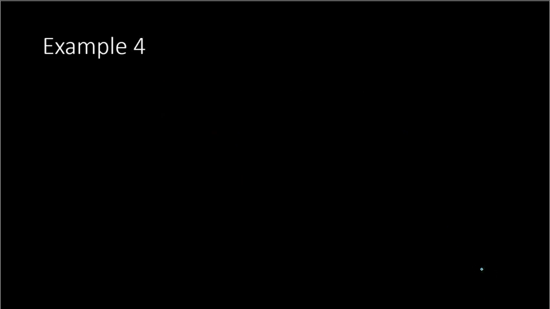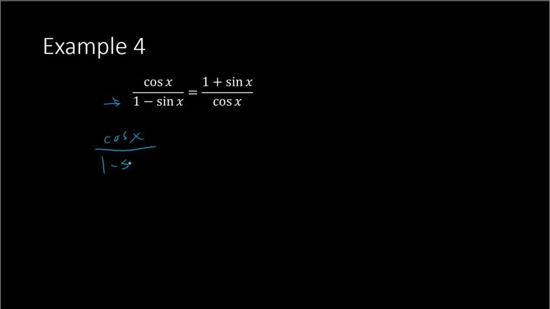Okay, let's try another example. Here's example 4. And this one's different because we have fractions now. We have cosine of x over 1 minus sine of x equals 1 plus sine of x over cosine of x. So for this one, we want to take a look at either side. It really doesn't matter, but we probably want to look at the left side because this denominator, we can take and multiply by the conjugate.